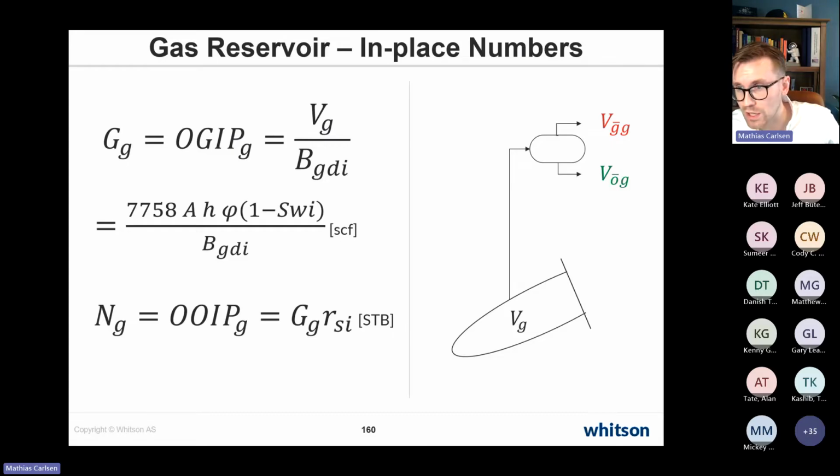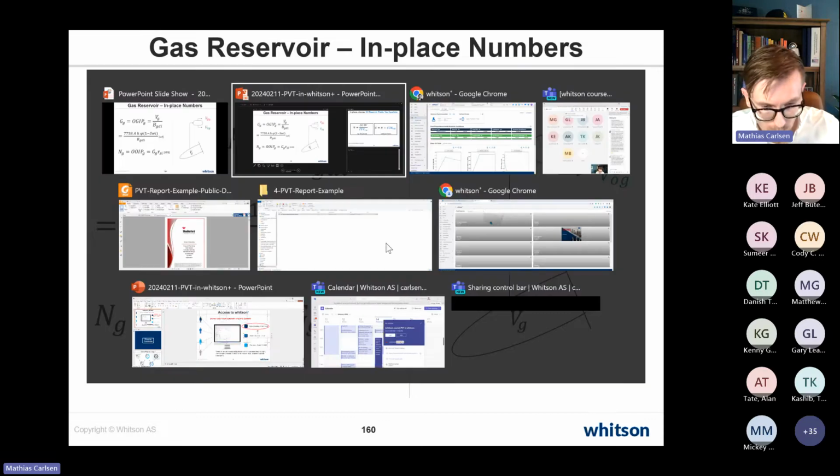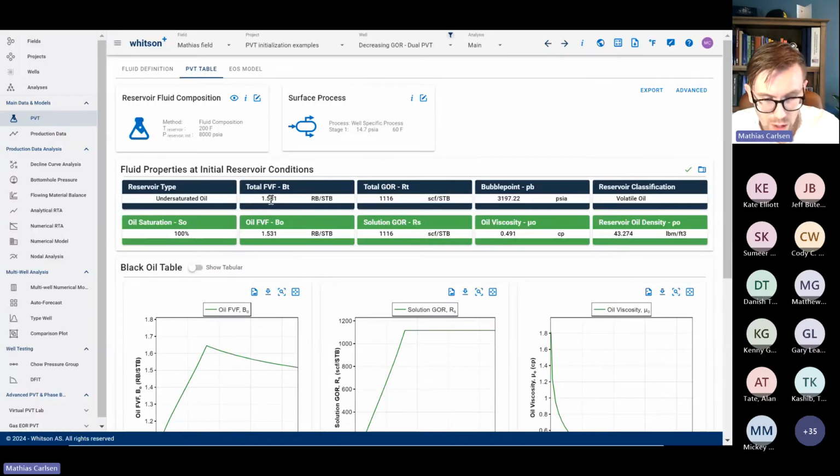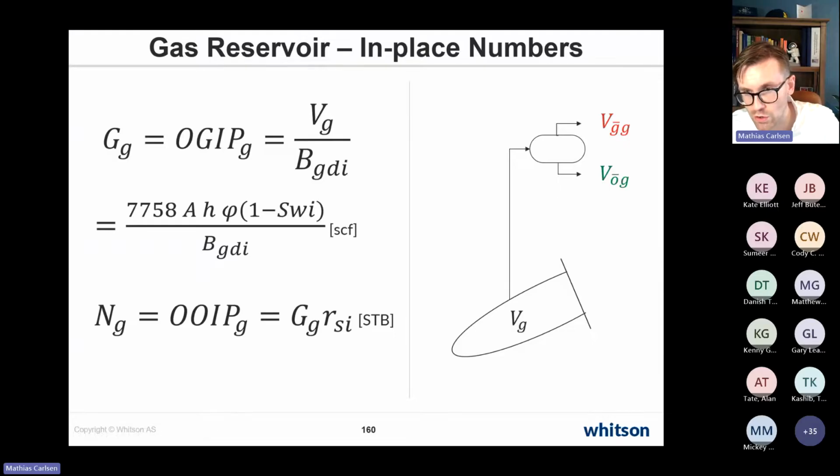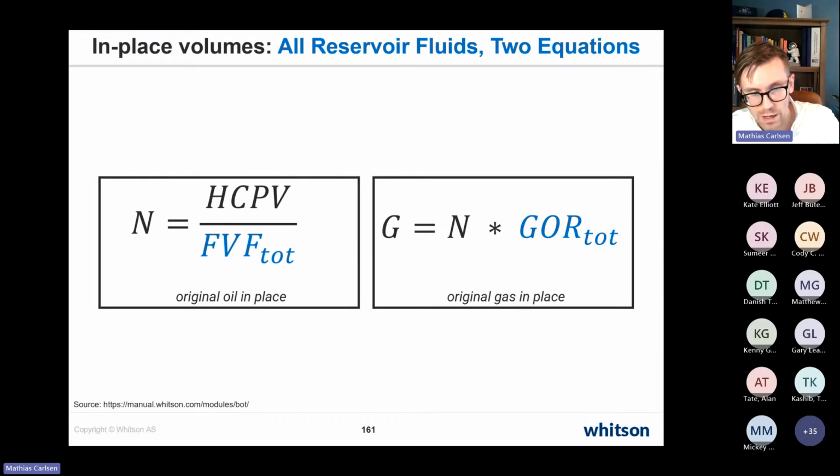One way I like to do it, and what we teach in this class, is to use something called the total formation volume factor and the total GOR. That's something that the software reports out directly. It's this number right here. And you can use essentially the same formula for all kinds of fluid systems. So no matter if you're dealing with a wet gas, a gas condensate, a near-critical fluid, an oil, a volatile oil, black oil, etc., you can use this formula right here. It's just hydrocarbon pore volume, and you divide by the total formation volume factor. And then on the gas side, you take the original oil in place and you multiply with what's called the total GOR.